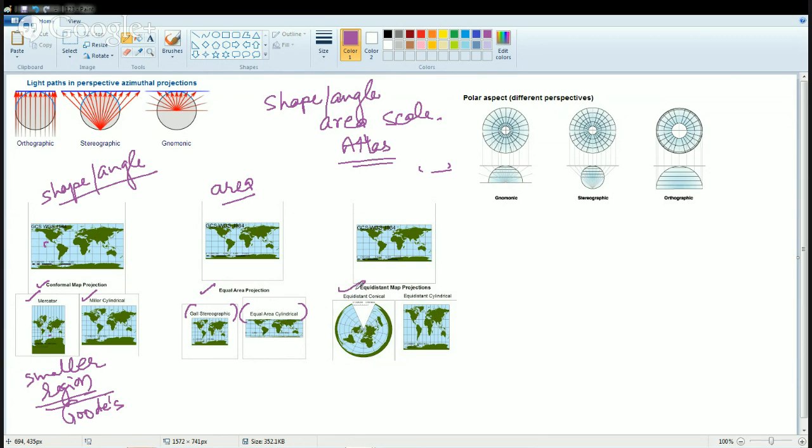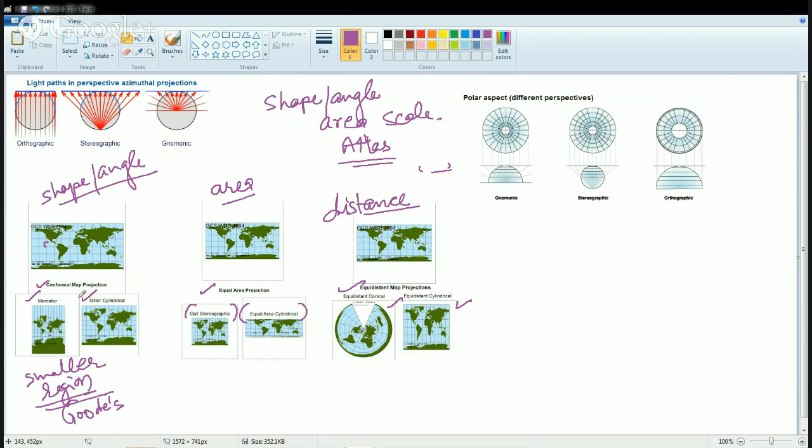Finally, you have the equidistant, in which you are trying to preserve the distance. Some good examples of preserving distance are equidistant conical and equidistant cylindrical projections. These are mainly used for designing a smaller area. So you are trying to preserve the distances in these cases.